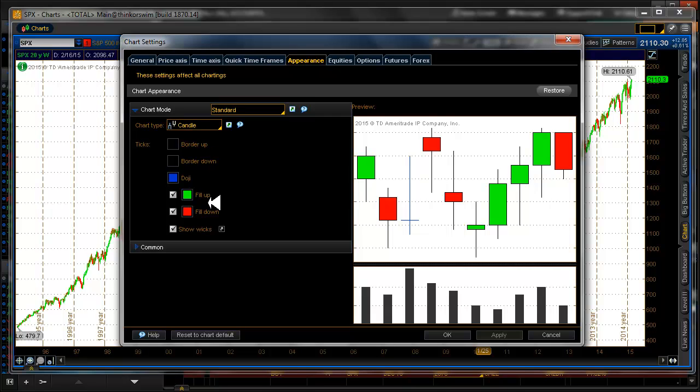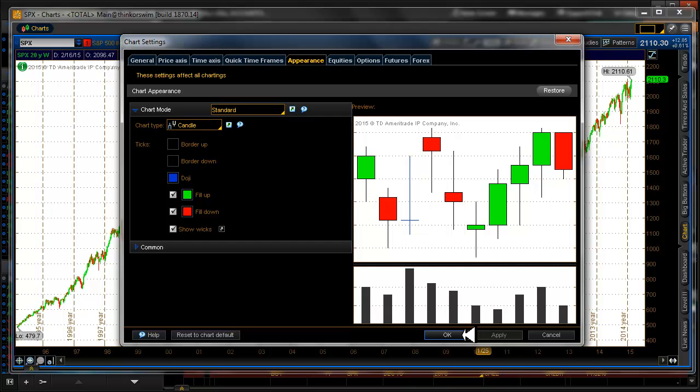And then I said I want to fill my candles, the red and the green candles, and I want a border on them so that you get a little black line around it. Now you can't see the border here right now because everything's really squished down, but as we zoom in, you'll be able to see the border a little bit better.